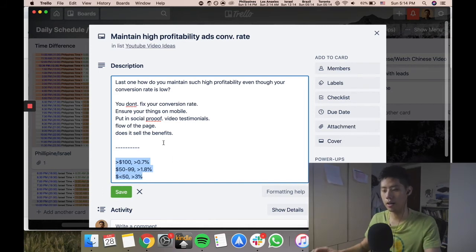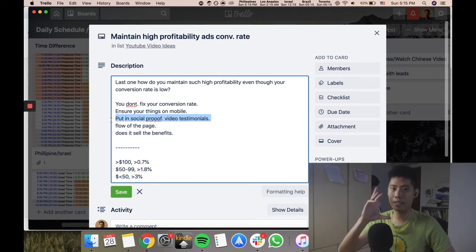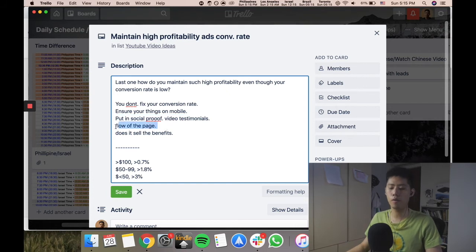And how do you actually fix the conversion rate? You ensure everything is mobile optimized, because 90% of traffic is mobile, so you need to keep that in mind. Put in a lot of social proof and testimonials, everything about their face. Put in a lot of faces. People trust people. And then the flow of the page.